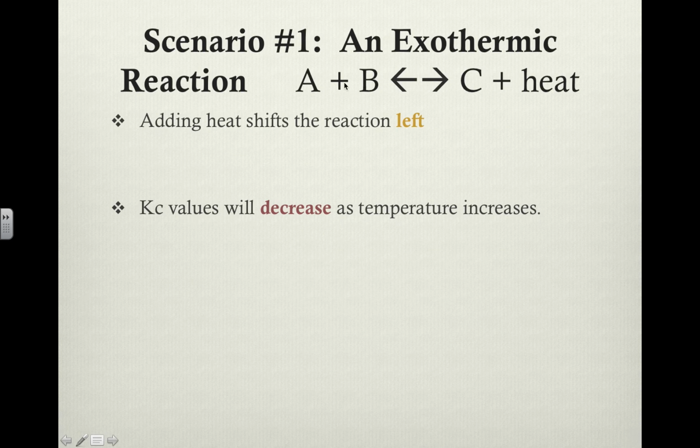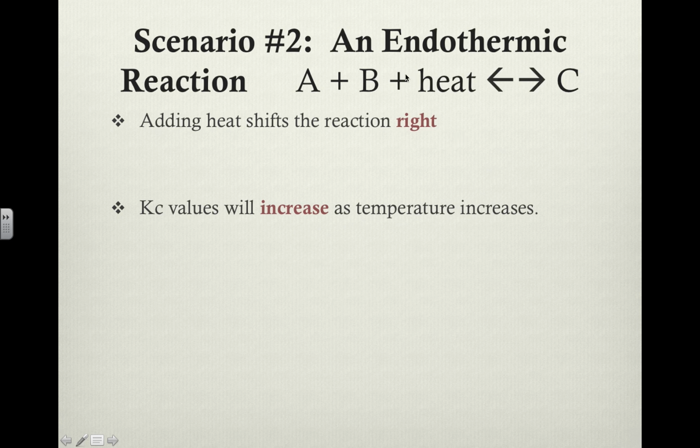Okay. If I have my exothermic reaction, adding heat will shift the reaction left towards the reactants. And so the more and more reactant favored you get, the more and more Kc will decrease. So for an exothermic reaction, Kc values will decrease as temperature increases. And the reverse is true for an endothermic reaction because it shifts the reaction to the right. Adding heat shifts the reaction to the right. And so your Kc value gets greater and greater as your product becomes more and more prominent. You can always look at something that way.